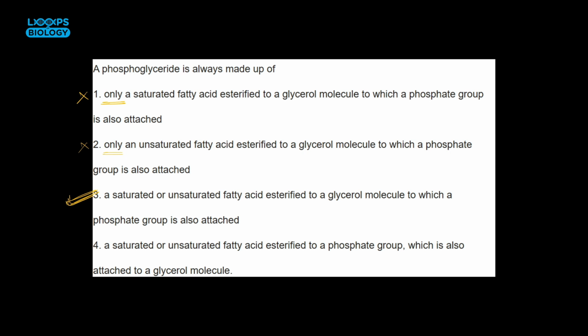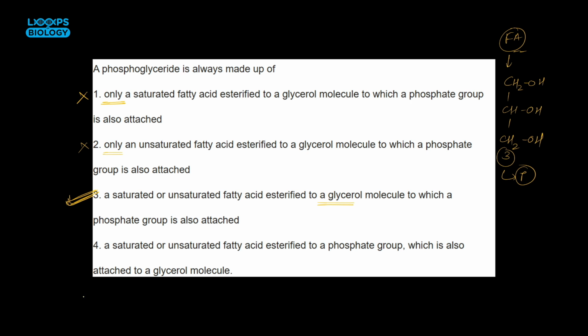It can be your saturated fatty acid, it can be your unsaturated fatty acid. It should be attached to a molecule called glycerol, which looks like this: CH2OH, CHOH, CH2OH. So on the third carbon there is going to be a phosphate group. On the 1 and 2 carbon there is going to be a presence of fatty acid. All right.